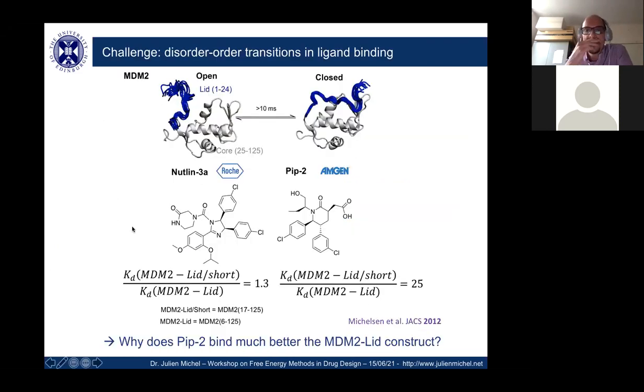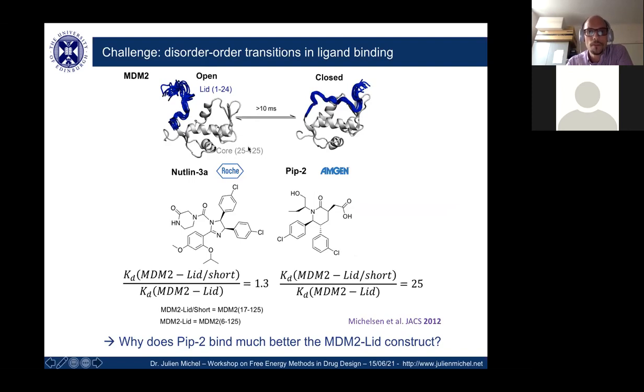So we have been exploring this question in the lab for a number of years, and we really wanted to push the envelope of absolute binding free energy. And look at a system that we're familiar with, which is the protein MDM2, where not only are we dealing with pretty complex molecules, but also with substantial conformational changes that are coupled to the binding process.